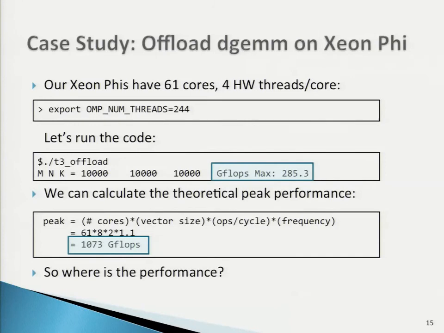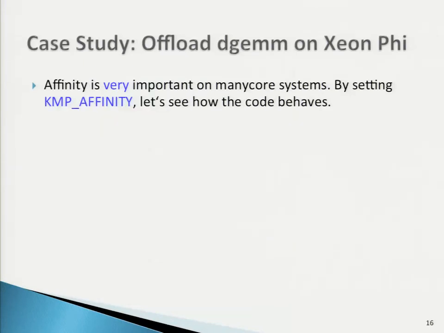So we see this is our theoretical, and this is what we're getting. We're only getting about 1/4, a bit over 1/4. So whatever happened to the performance? So affinity is very important. Now, this is a unified memory architecture, so we don't have to worry about NUMA effects.